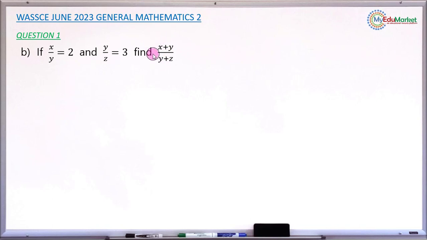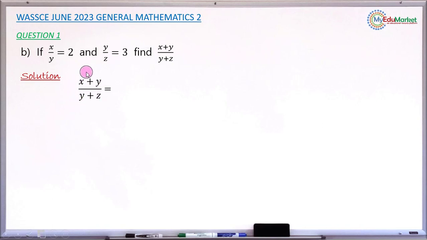It is this fraction that we want to find the value of, given x over y is equal to 2 and y over z is equal to 3. So let's attempt to answer this question together. Solution to the problem: what we do first is to copy the given fraction that we want to find the value of. Next, look at this very fraction.